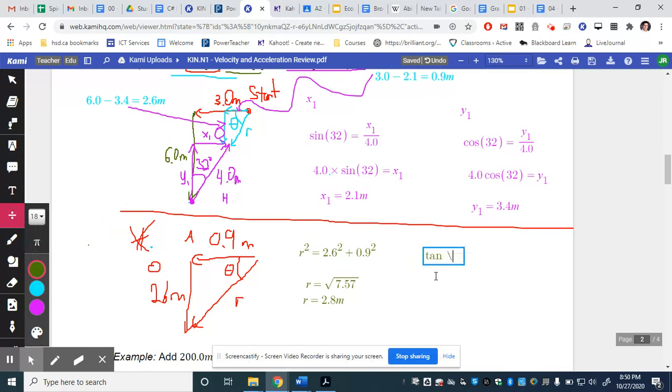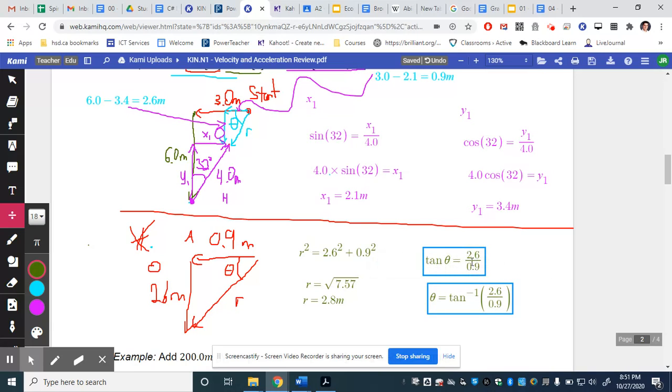And so tan of our angle is going to equal the opposite, which is 2.6, over the adjacent, which is 0.9. And if we do that, to get rid of the tan, we do theta equals tan to the minus 1 of 2.6 over 0.9. We got that. Okay, so this is how you get rid of the tan.